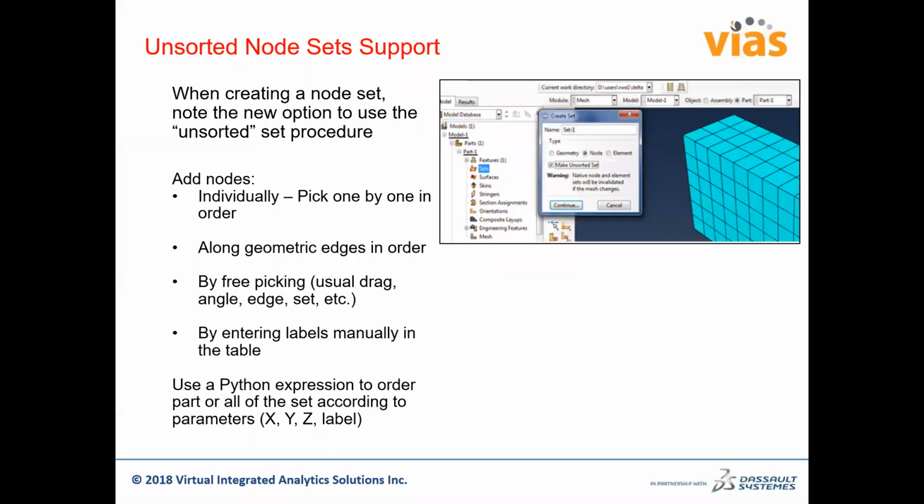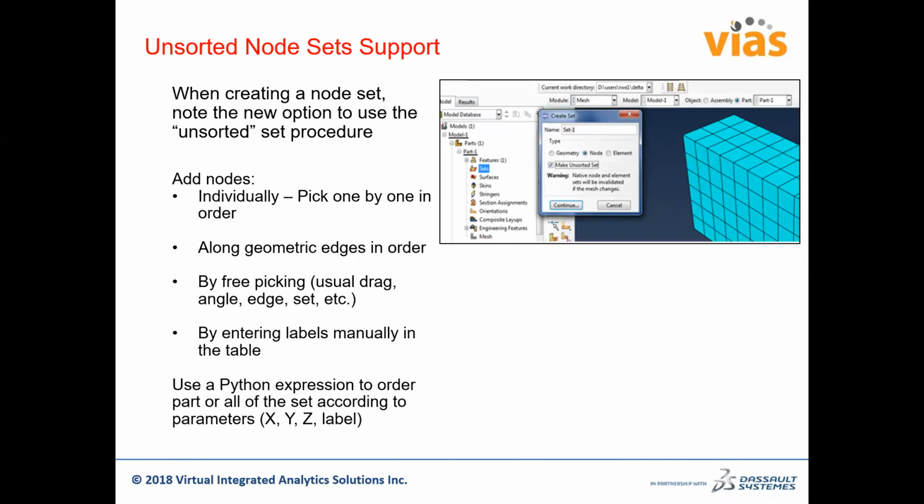So the first improvement, or the new feature we have in 2018, is unsorted node set support. I believe that you will start appreciating this enhancement when you start using it. You have this option of adding nodes in the already created set by picking individually or along geometric edges, or the usual standard ways of adding nodes into it, or by entering labels manually in the table.